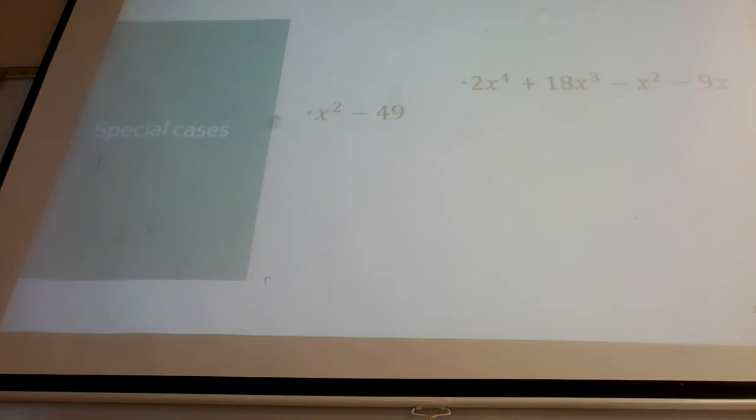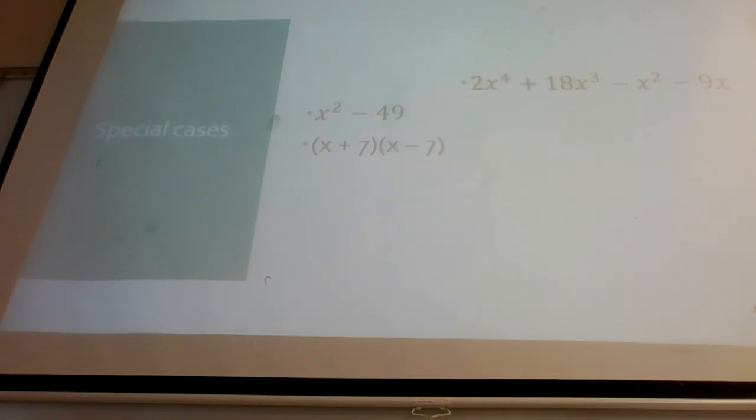Special cases, now two things. Number one, these are special cases. Number two, they're not equal to 0, so all you're doing is factoring. The one on the left is a difference of two squares, x squared minus 49. That factors into the square roots, one positive, one negative. So I got x plus 7, x minus 7.